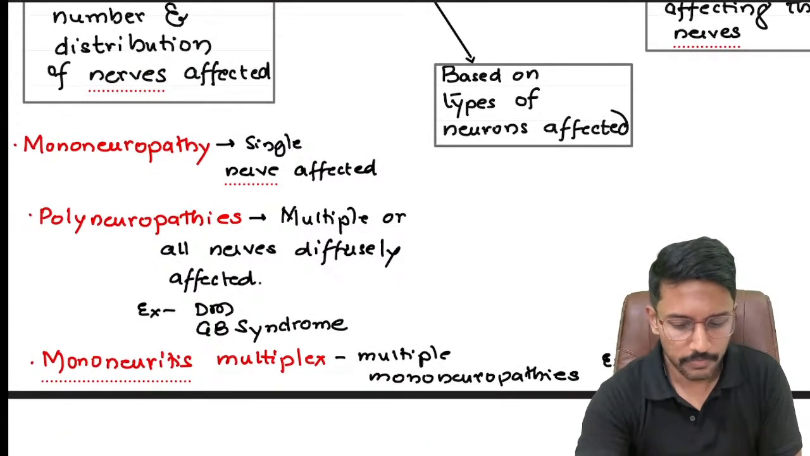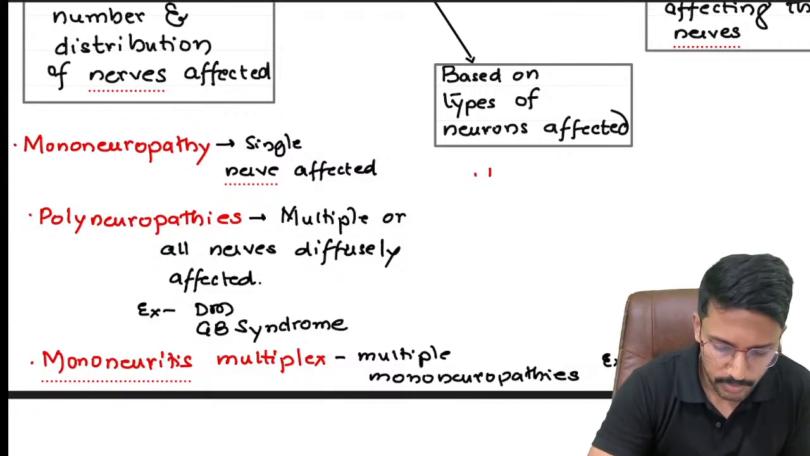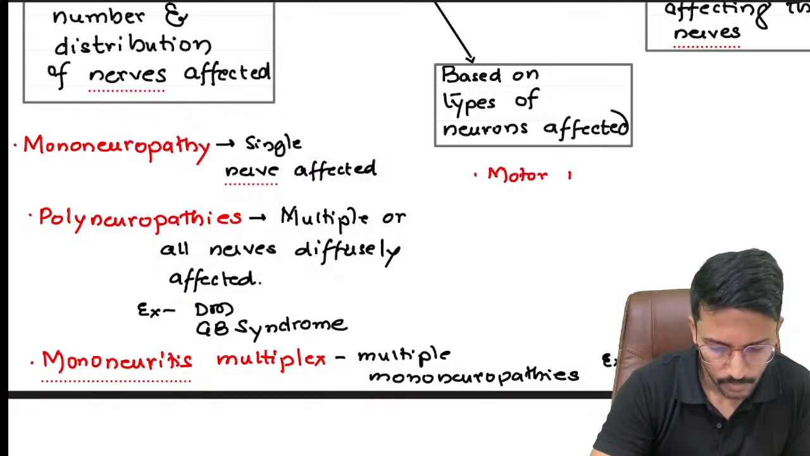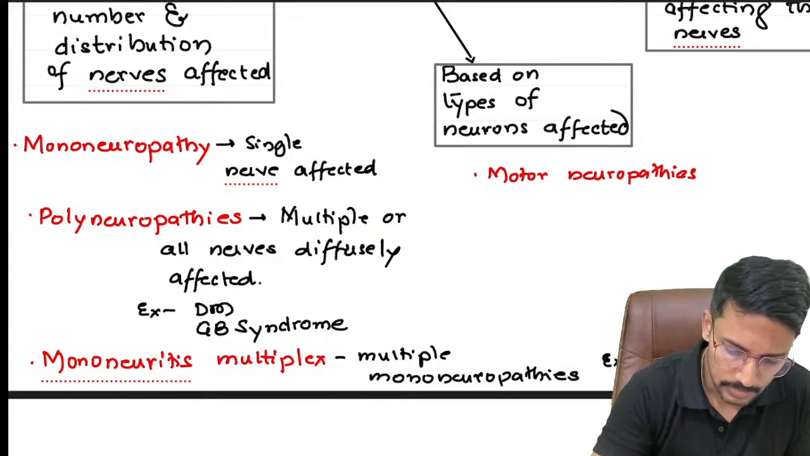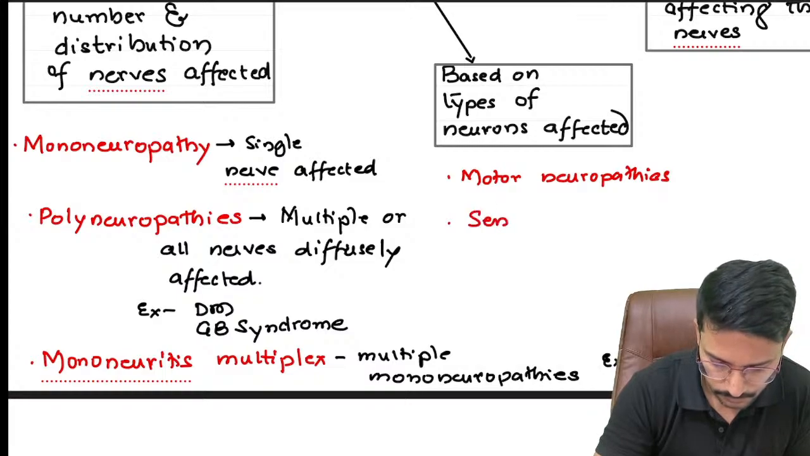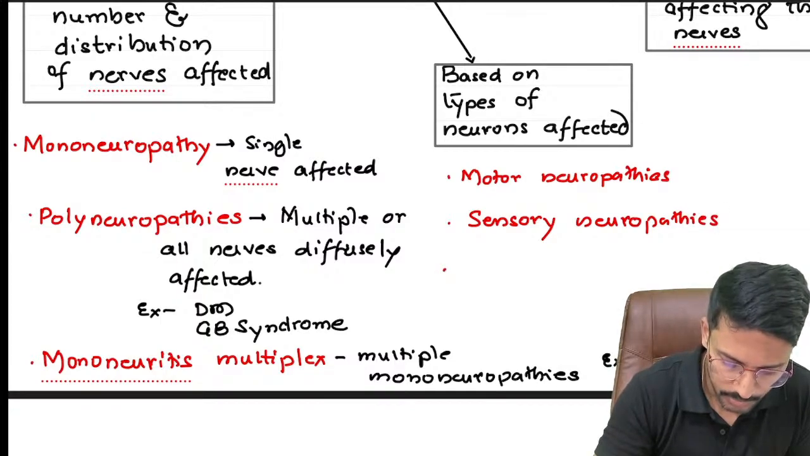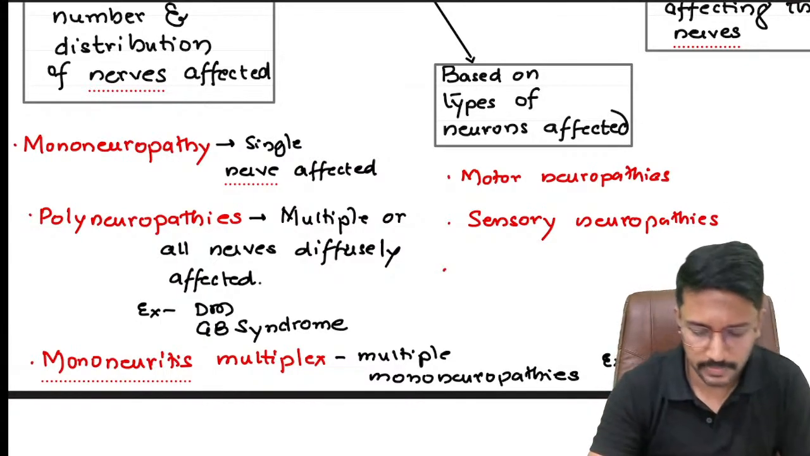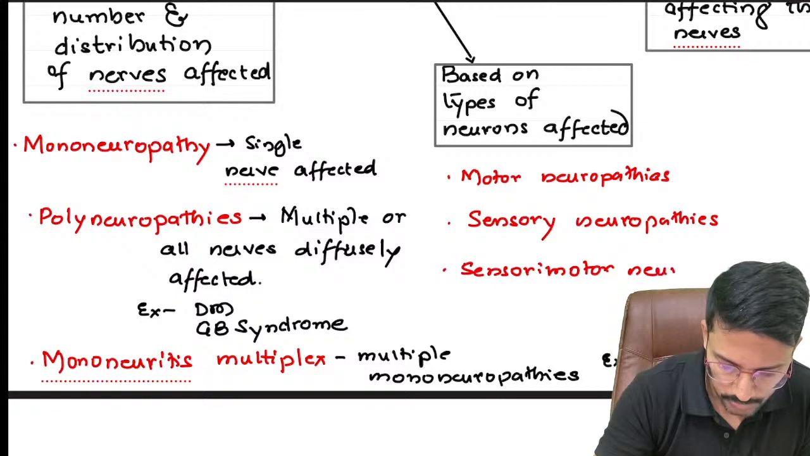Okay. Another way of classification is based on the types of neurons affected. So it can be motor neuropathy when only motor neurons are affected, or it can be sensory neuropathy when only sensory neurons are affected, or it can be involvement of both motor as well as sensory neurons. So in that case, we call it sensory motor neuropathies.